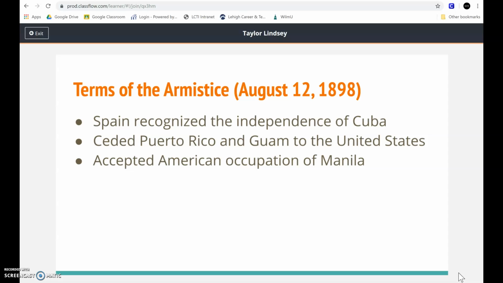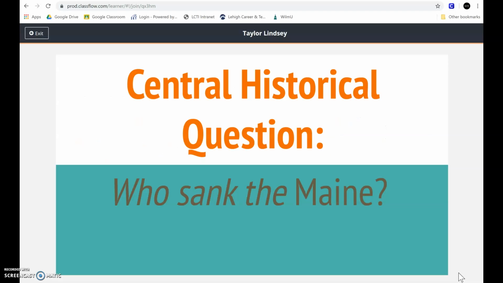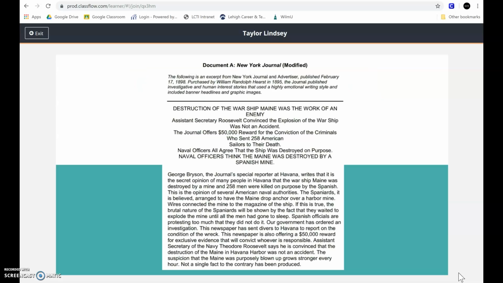So we get brought back to our central historical question of who sank the Maine? Who sank the Maine? The first thing that students are going to see is we have 2 documents, one of which is document A, followed by document B, both written on the same day, published on the same day. And the best thing is that Stanford Historical Education Group has already provided modified versions of the primary sources, so they're shortened, they're easier to see.